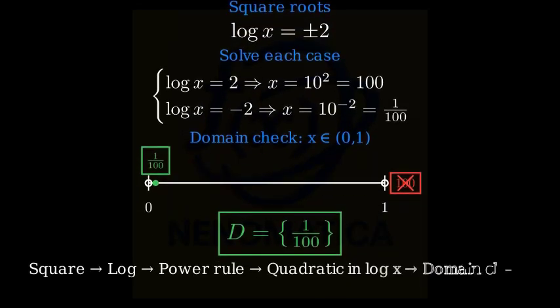Recap. We squared both sides, took logarithms, used the power rule twice, formed 1/2 times log x squared equals 2, solved for log x equals plus or minus 2, and finally used the domain x in open interval (0, 1) to keep only 1/100. Thank you for watching.